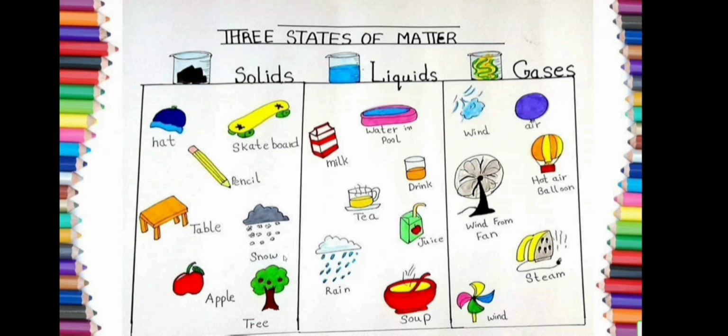Let's summarize our chapter. Anything that occupies space and has weight is called matter. Matter is made up of atoms. Atoms combine together to form molecules. Matter exists in 3 states: solid, liquid and gas. Matter can be changed from one form to another by heating or by cooling. Some solids can be dissolved in liquids. Some liquids can be dissolved in other liquids. And some gases can be dissolved in liquids. So this was all about this chapter.